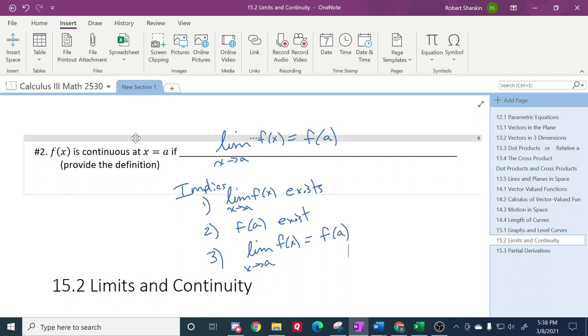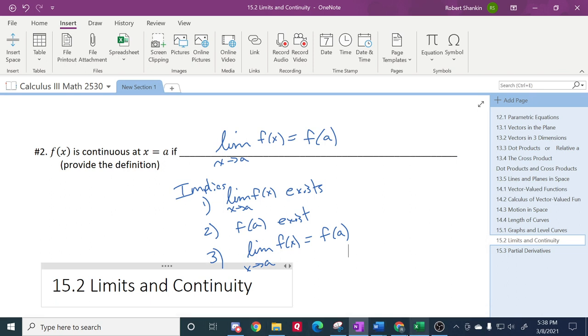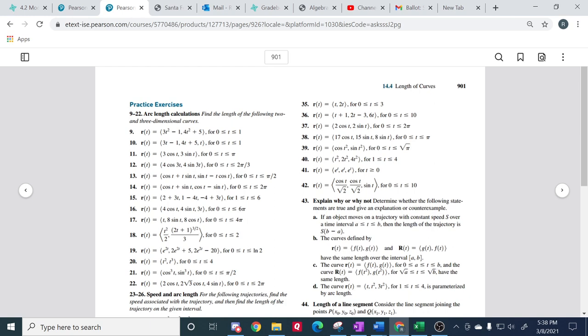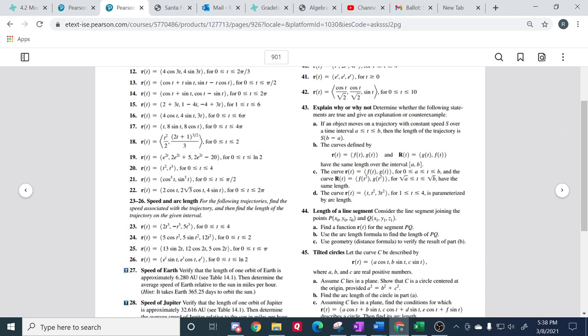Yes, I do have the one homework question, please. Okay. Yes, it's on page 901. Number 31. Page 901. 31.